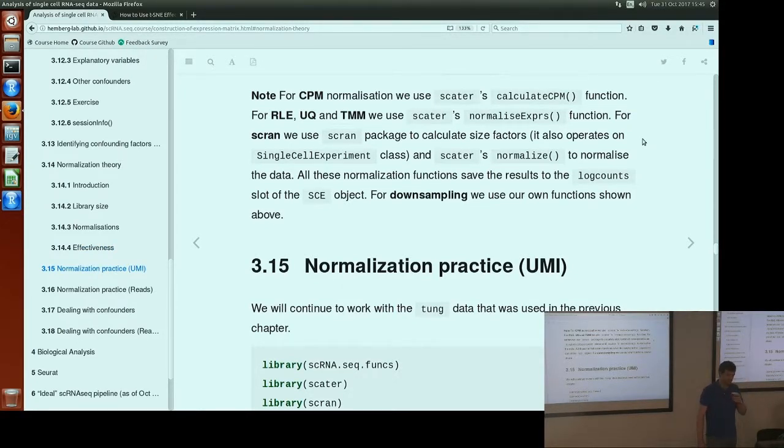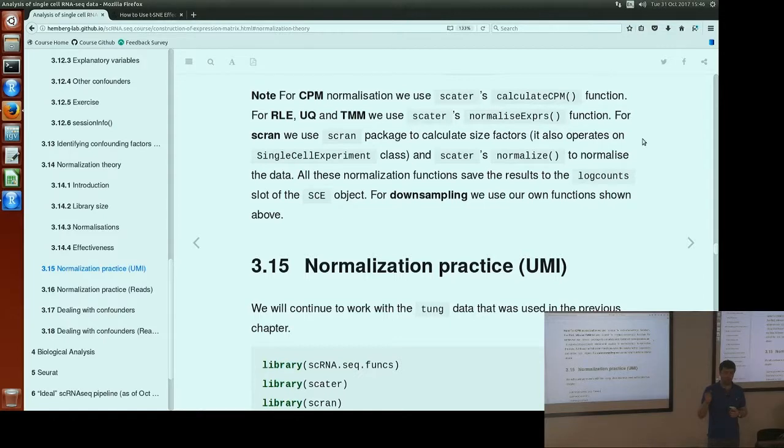Just for here, we use the calculateCPM function in scater to calculate CPM. RLE, UQ, TMM can be accessed using the normalizeExpress function, and for the scran method, we get that from the scran package, specifically a function called computeSumFactors. And speaking about the interoperability of different Bioconductor packages, the nice thing here is that the scran package also uses a SingleCellExperiment class as its data object, so we can have our SingleCellExperiment object, use methods from scran and then methods from scater, and go back and forth, and that works quite nicely.